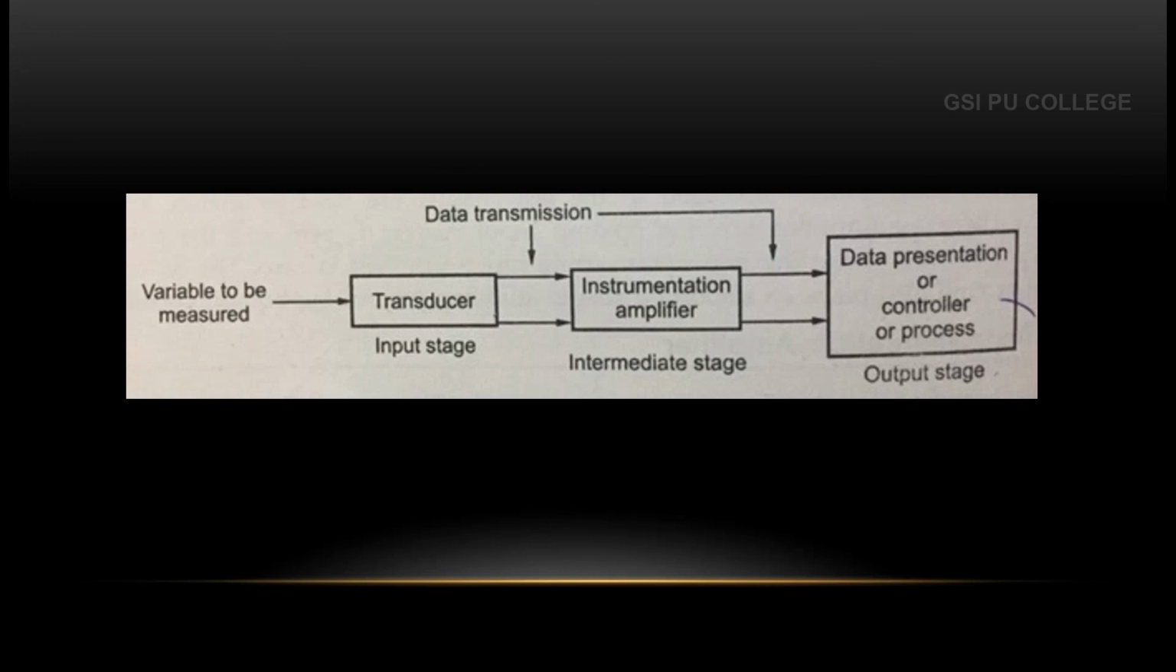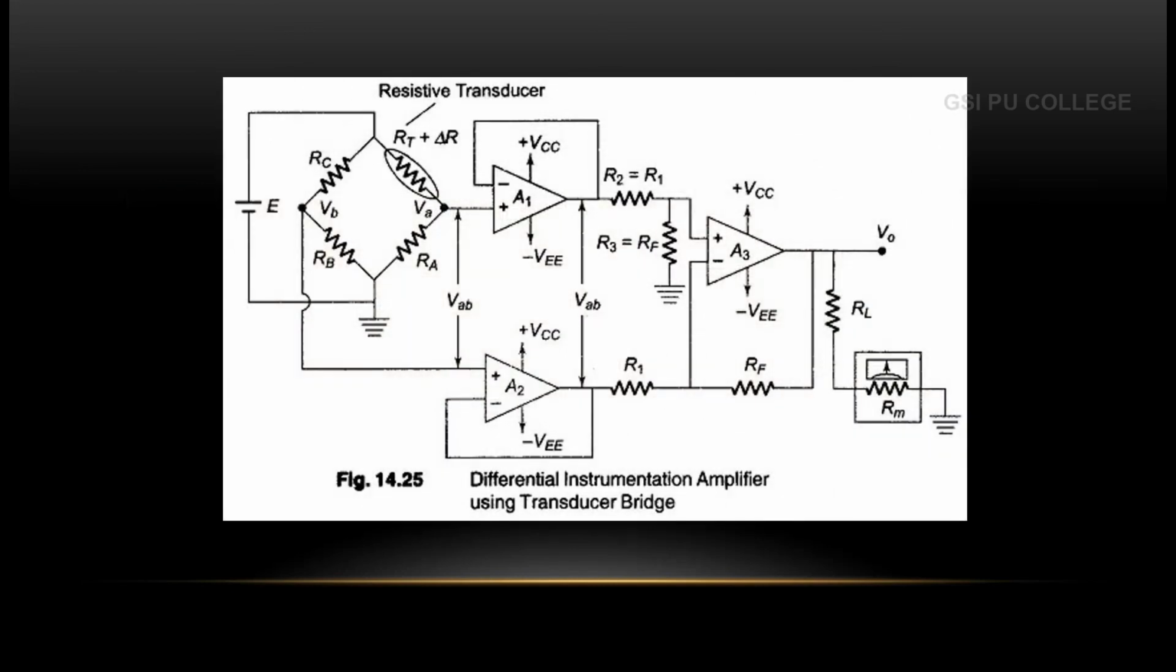So what is this resistive transducer bridge? It is a device whose resistance varies due to the change in some physical condition. Example, in RTDs, that is resistance temperature detector, resistance changes with temperature. In photoresistors, the resistance changes with change in light intensity. Such a transducer is generally used as one arm of the resistance bridge, and the entire circuit along with the amplifier is called the transducer bridge instrumentation amplifier.